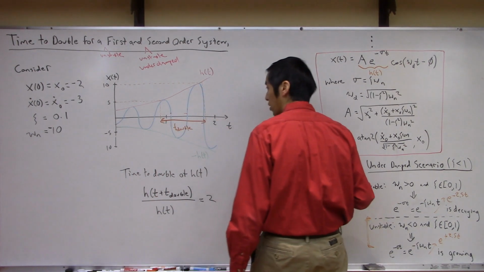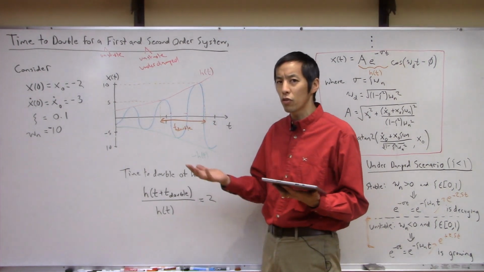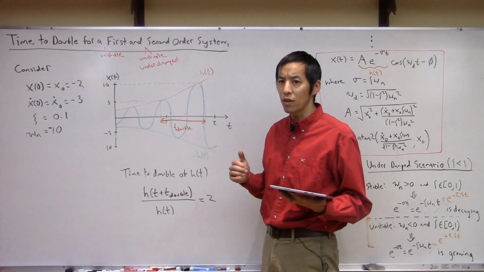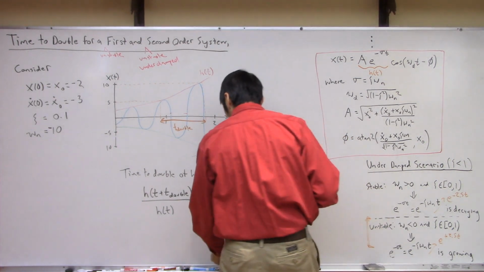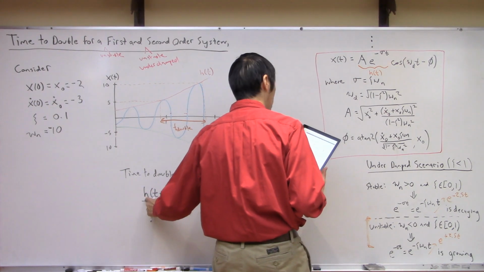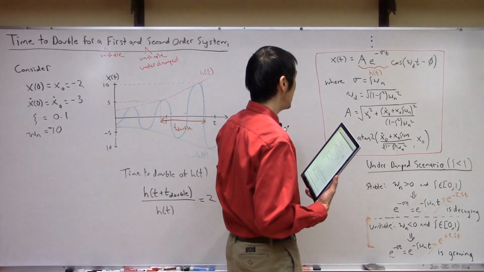That's how long it takes the envelope to double in magnitude, and therefore it's a conservative estimate of how long it takes for these sine waves to get there. So again, this is the relationship. All we have to do is plug this in. And we know what h of t is. It's just a e to the minus sigma t.